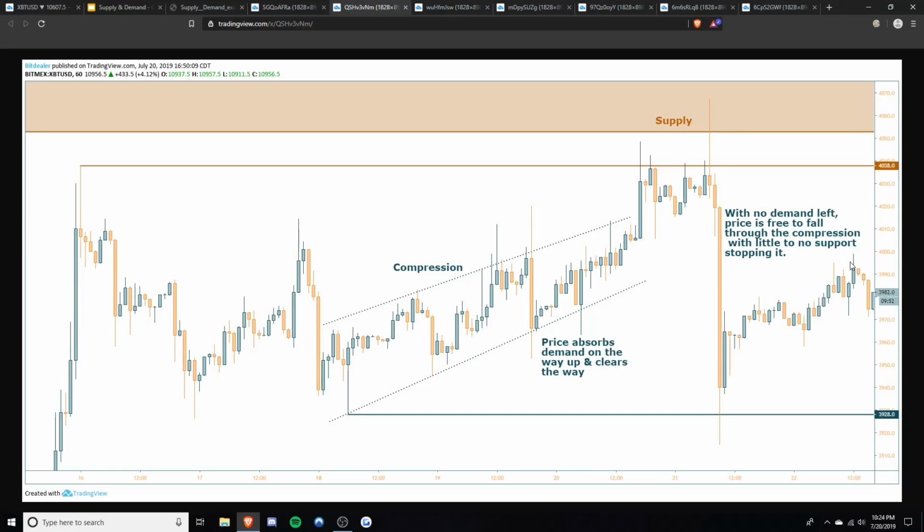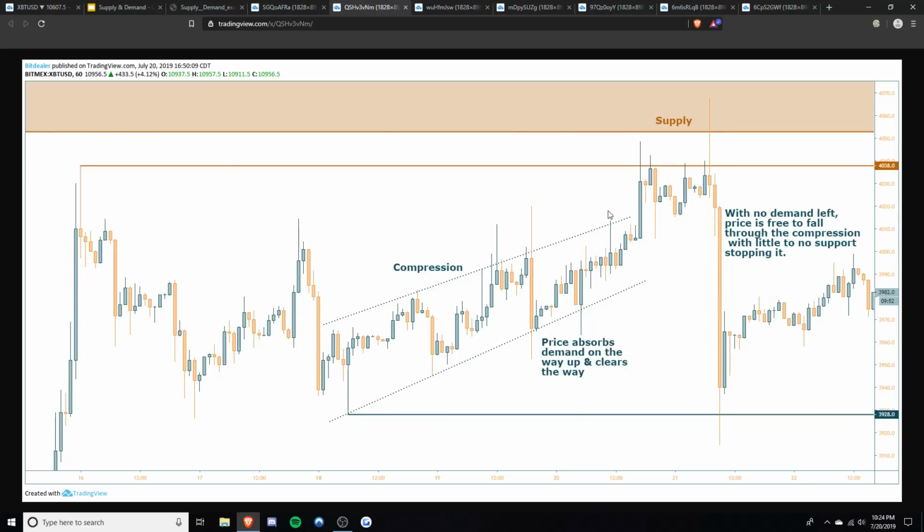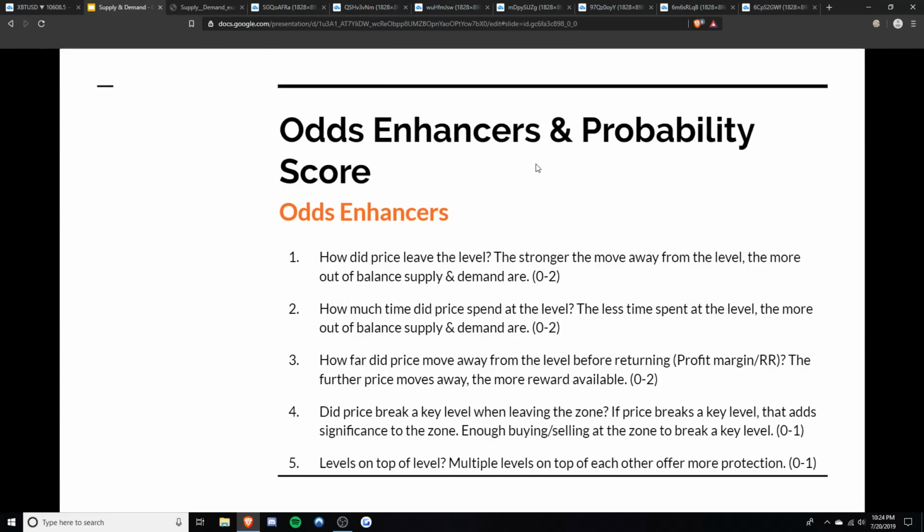But notice how on both of these examples, the origin of the compression zone, price just goes and fills that whole move in. Same thing here. Origin of compression, this drop basically takes out that whole compression zone. So let's go ahead and hop back into the slides. I hope that compression example was clear enough.